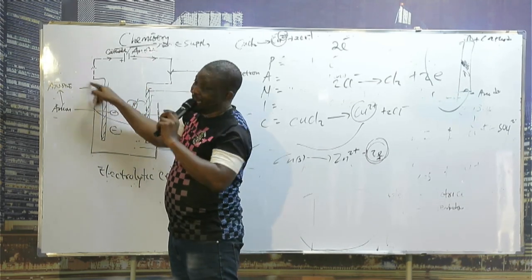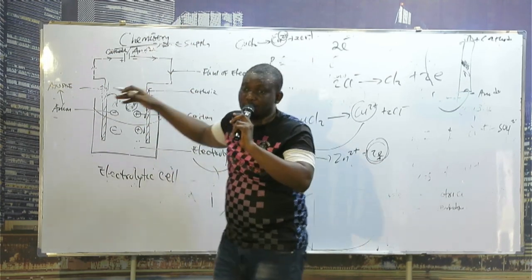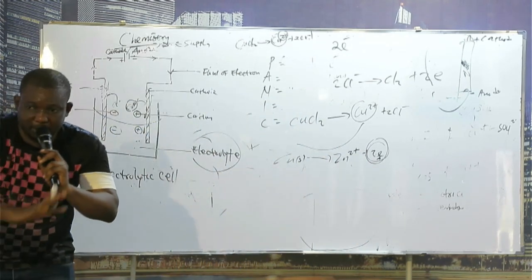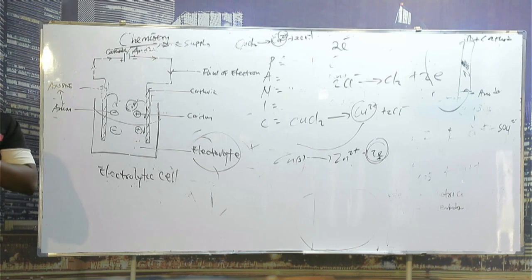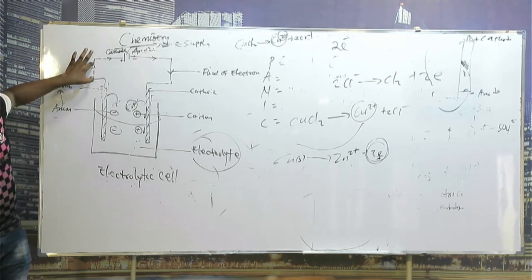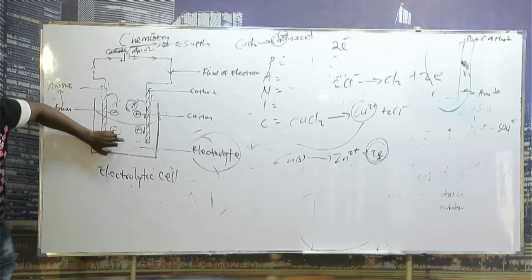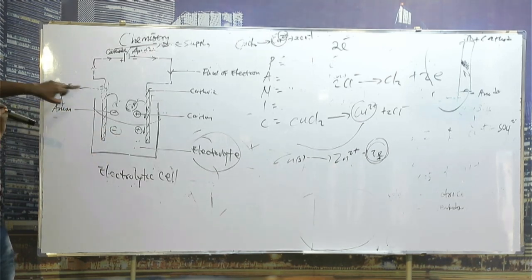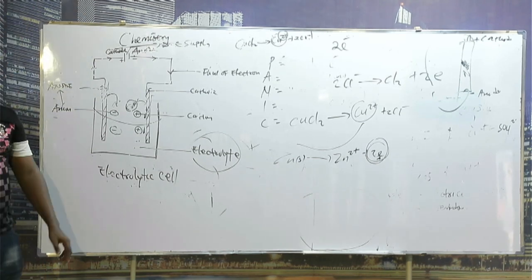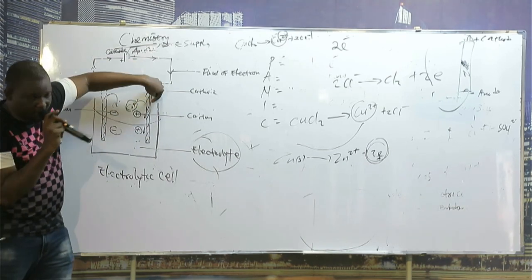The anode will now move the electron, not current, and make sure it gets back to the cathode so that the circuit can be complete. That is the electrolytic cell. Are you with me now? So what is the role of the anode here? I say electron leaves, I didn't say current. Electron leaves the electrolyte through the anode and enters back to the electrolyte through the cathode.